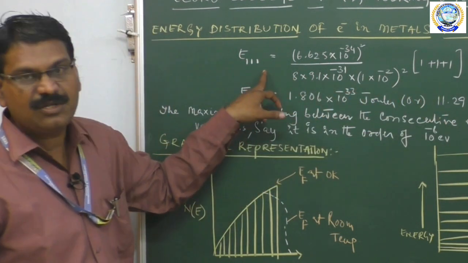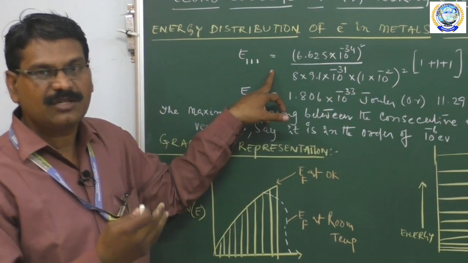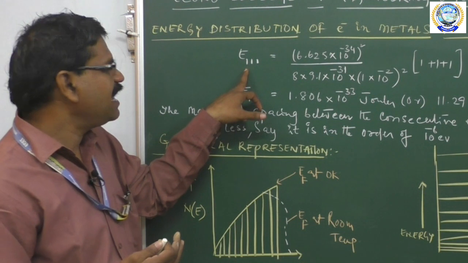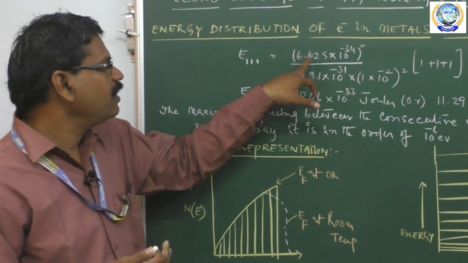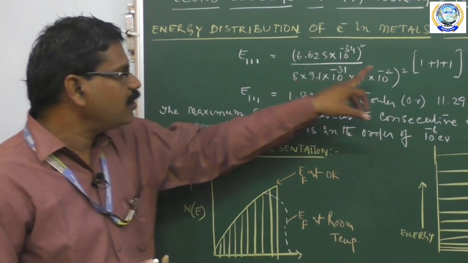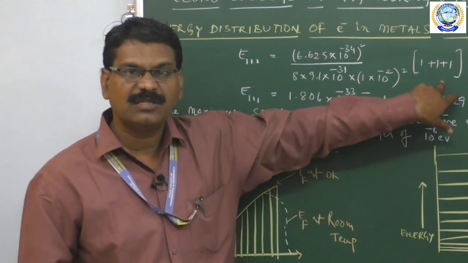If you see this equation, this is the way of substituting the values into E(nx, ny, nz) equal to h square by 8ma square into (nx square plus ny square plus nz square).